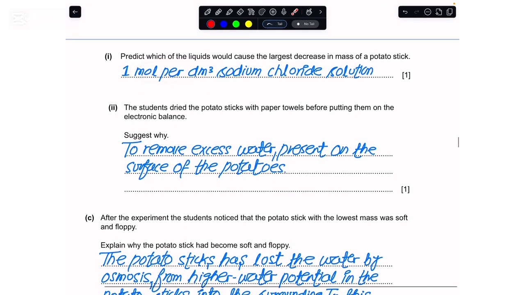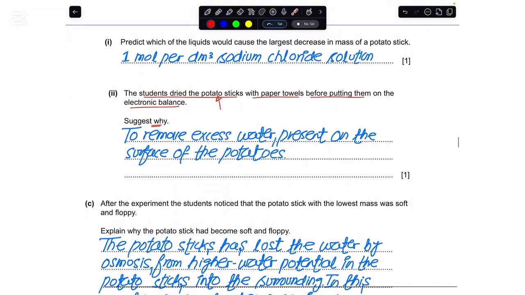Now, if we move further, they say the student dried the potato sticks with the help of a paper towel before putting them on the electronic balance, and they are asking why they have done it. When you cut the potato sticks out of the original potato, some amount of water is always available on their surface. So we need to remove this excess water present on the surface, so that after we immerse them in the distilled water or the sodium chloride solution, we can get an accurate measure of how much there has been an increase or a decrease in the mass of the potato sticks.